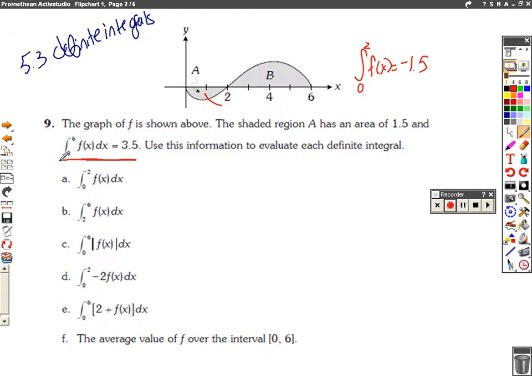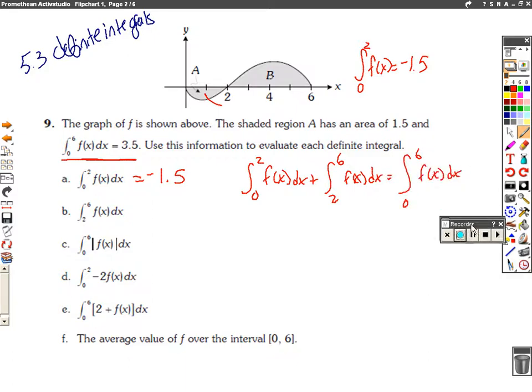All right, let's answer letter A, we already did. This is going to be negative 1.5 because even though this area is 1.5, it's below the curve, negative. All right, well, 2 to 6. This one we have to think about a little bit, right? We know that from 0 to 6 is 3.5, so I'm actually going to write it out. If I went from 0 to 2 of f of x dx plus from 2 to 6 of f of x dx, I would get from 0 to 6 of f of x dx.